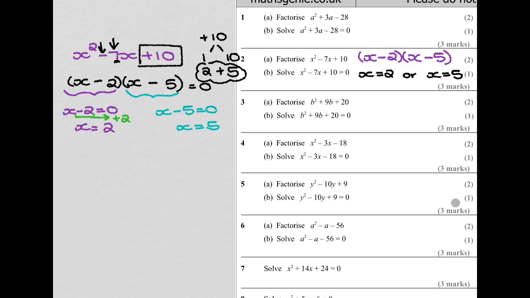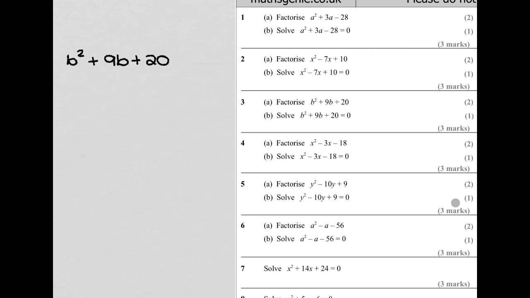I'm going to do one more with you, and then you are going to try some on your own. Pause where necessary. So this is question 3, b squared plus 9b plus 20. Look at the last term. You've got plus 20. So I'm going to find the factors of 20, which are 1 and 20, 2 and 10, 4 and 5. I am adding factors of 20 because of that plus.